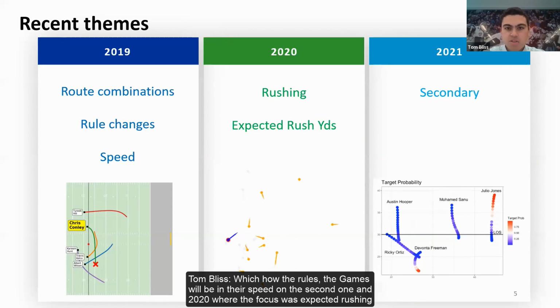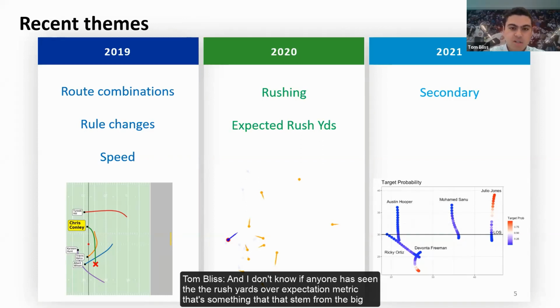The second one, in 2020, the focus was expected rushing yards. I don't know if anyone has seen the rush yards over expectation metric. That's something that stemmed from the Big Data Bowl. And last year we were looking at the secondary, so that's defensive players in coverage trying to prevent other players from catching. So all 3 years have been very cool.